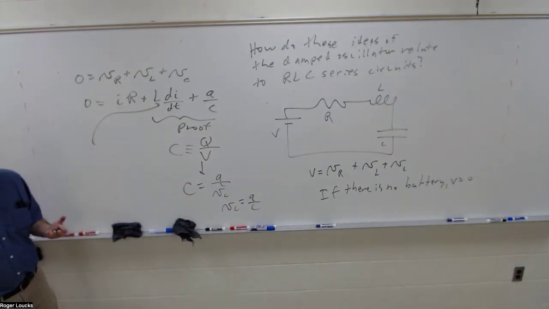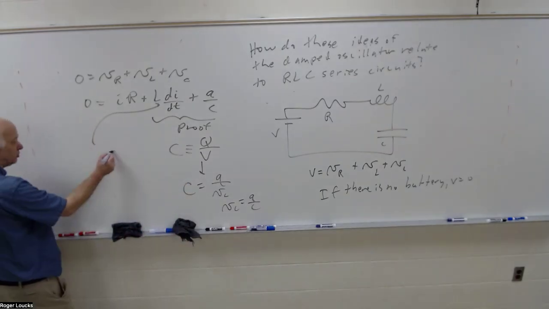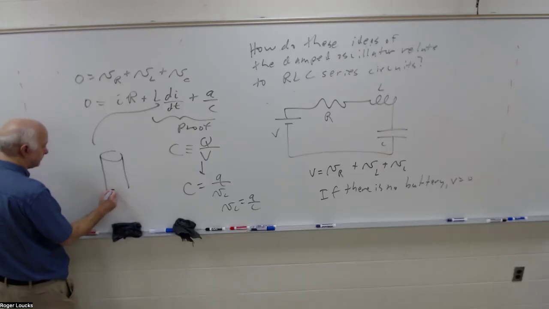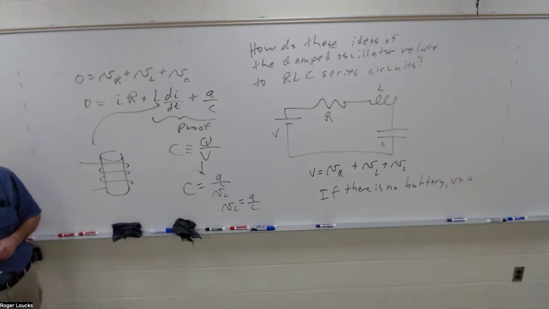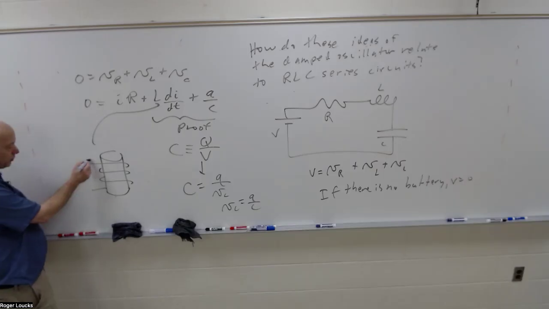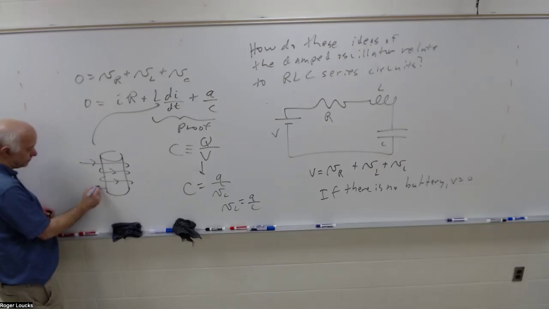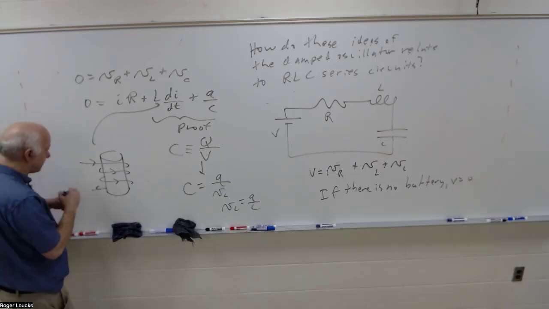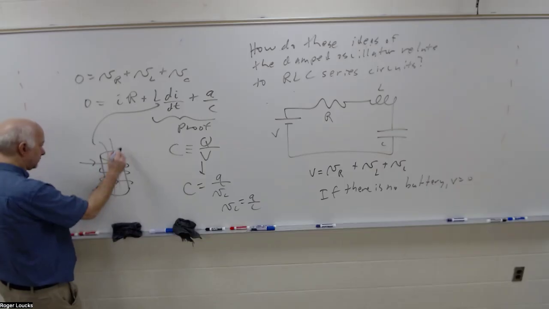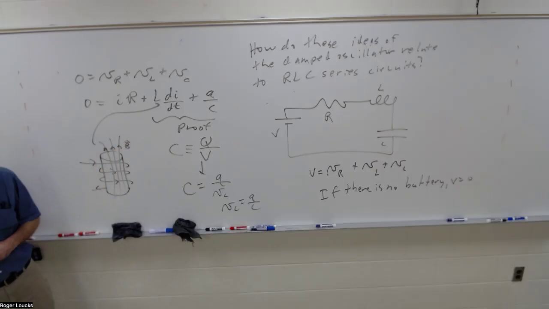What's your quintessential picture of an inductor? Take a tube like this, and you wrap wire around it like this. Now that's an inductor. If I send current through an inductor like that, what does it have? A magnetic field, right? I wrap my fingers like that. That has a magnetic field like this. And that's your magnetic field.